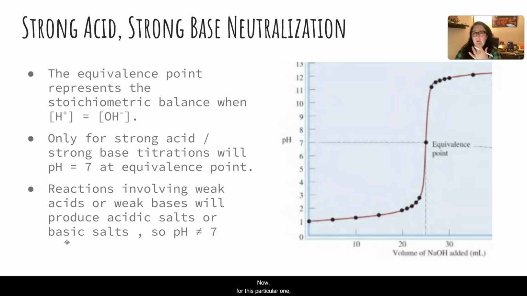Now, for this particular one, this is a strong acid, strong base neutralization. I can tell by looking at the graph that it's a strong acid. Why? Well, the pH is 1. Notice it doesn't have that initial jump in pH. It's just sort of pretty level the whole time as the pH is changing, as the titration is going on. The equivalence point is 7. And that's where our moles of acid equal our moles of base. So for strong acid-base neutralization reactions, we use stoichiometry to solve.